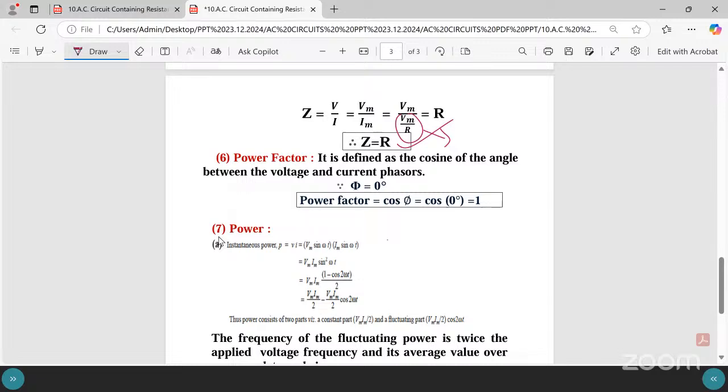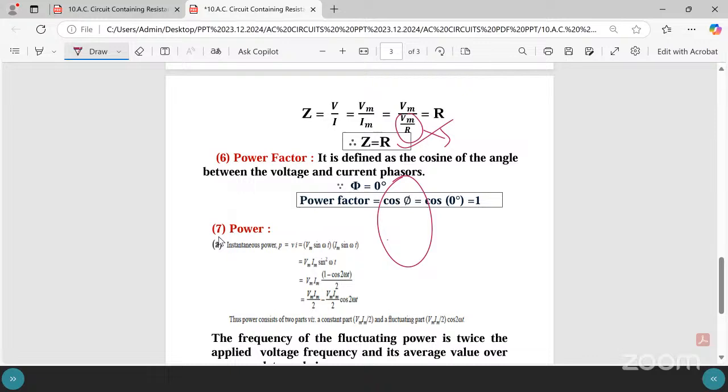Power factor is defined as the cosine of the angle between voltage and current. Here phi is equal to 0. Cos phi is known as the power factor. What is the angle here? 0. Cos 0 is 1. What is the power factor for pure resistance? 1. This is the answer. What is power factor? Cos phi is called the power factor.